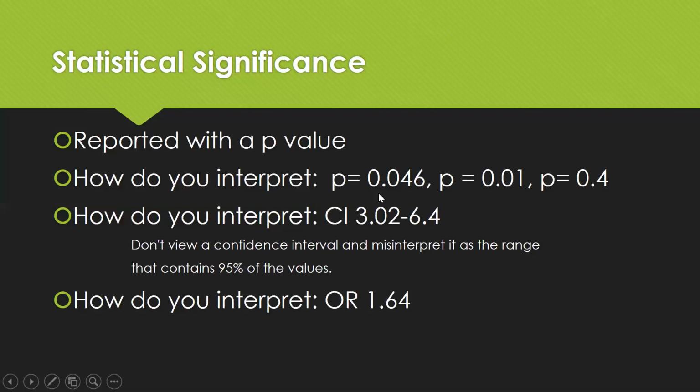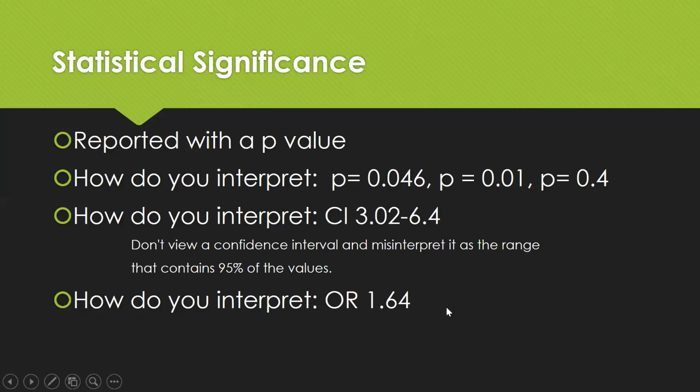That's what the confidence interval is. So this is not the range. This is a range where the true mean or the central tendency is within a sample. And then if we have an odds ratio of 1.64, we can say that there is an association between whatever 2 variables they are, that it's moving in a positive direction. So these are 2 variables that are positively associated.